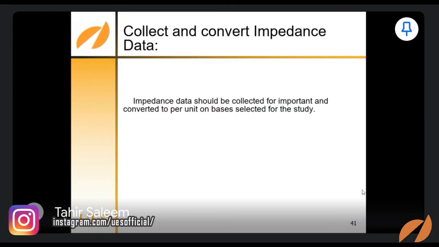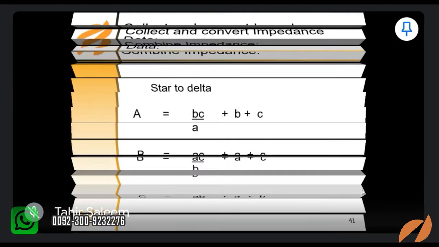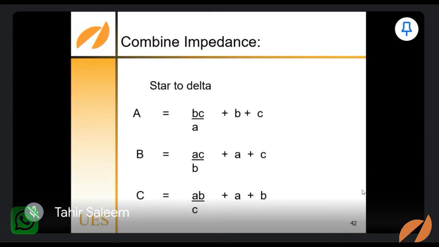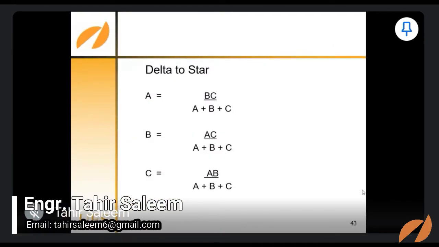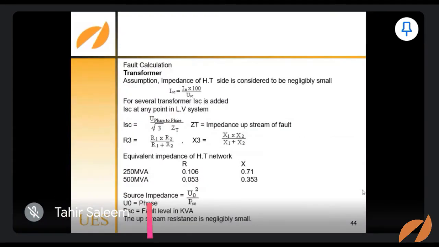So you will see impedance data should be collected for important elements and converted to per unit on the basis of selected base kVA for the study. So these are the conversions. You know how to convert star to delta for combining the impedances, and delta to star. So this is the simple solution for that.